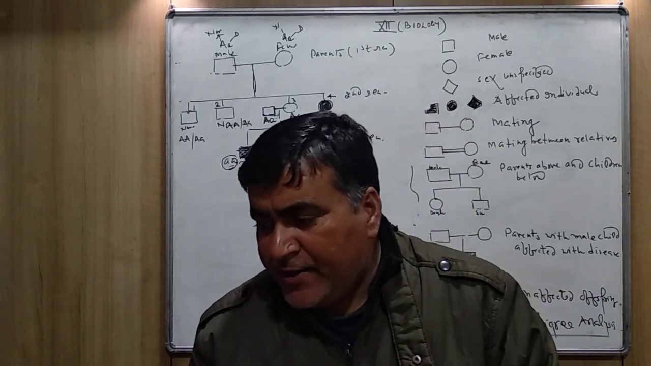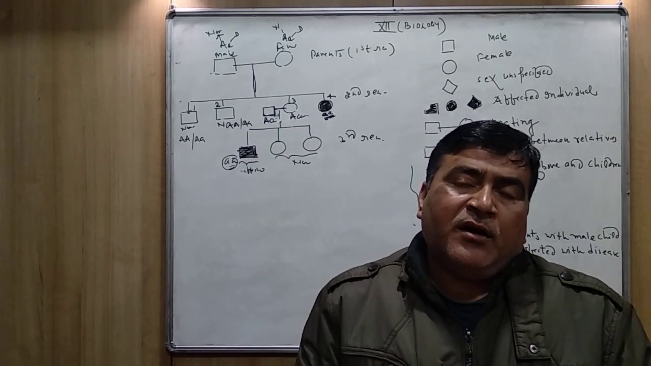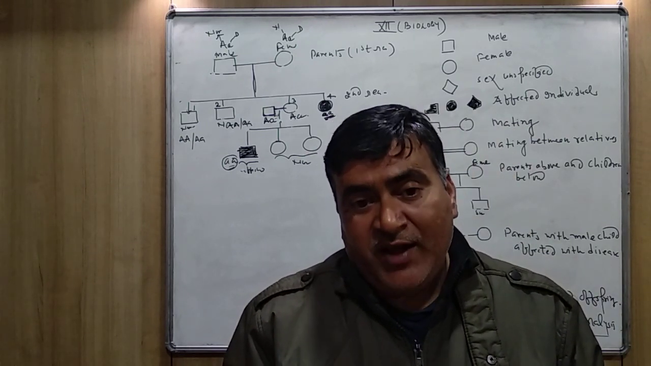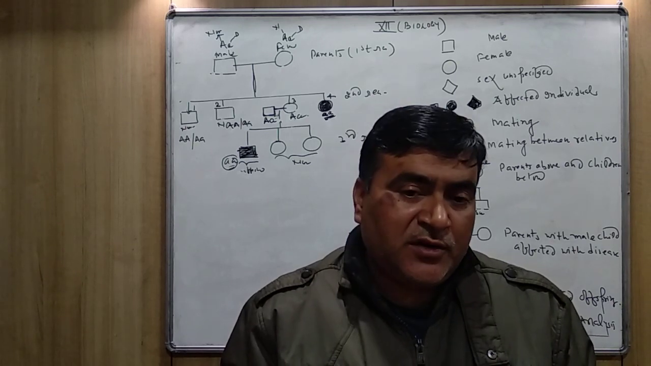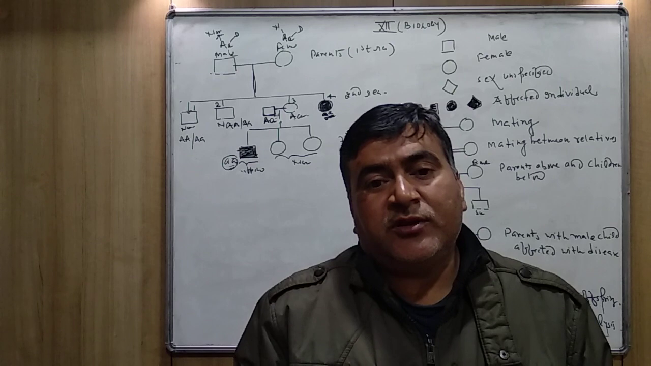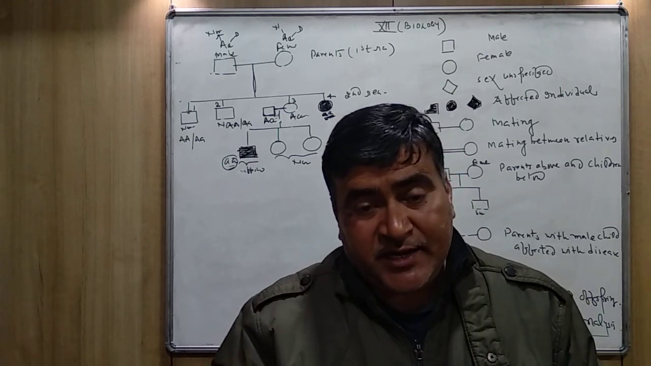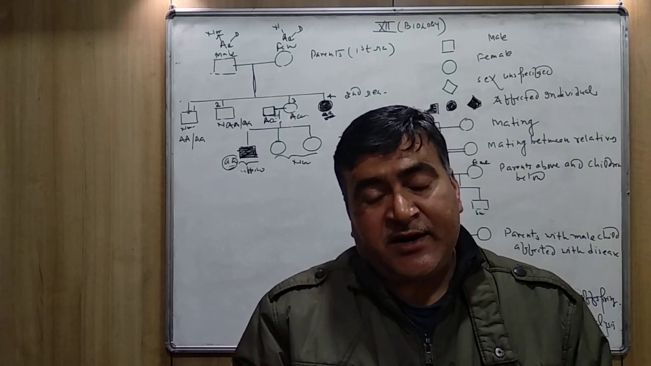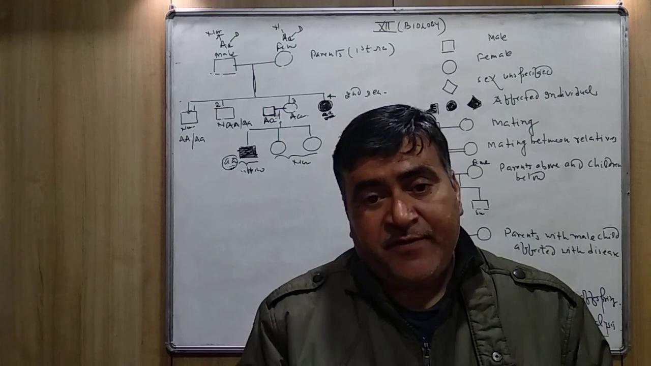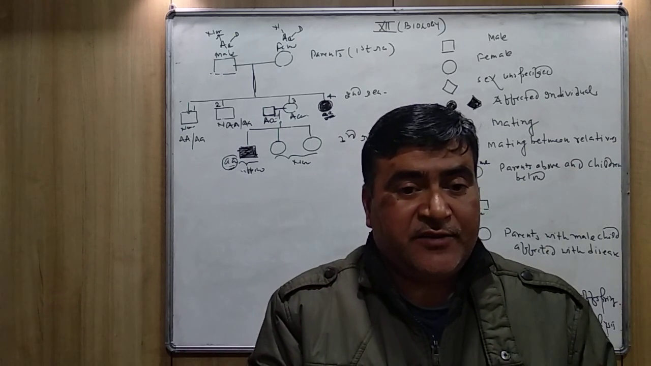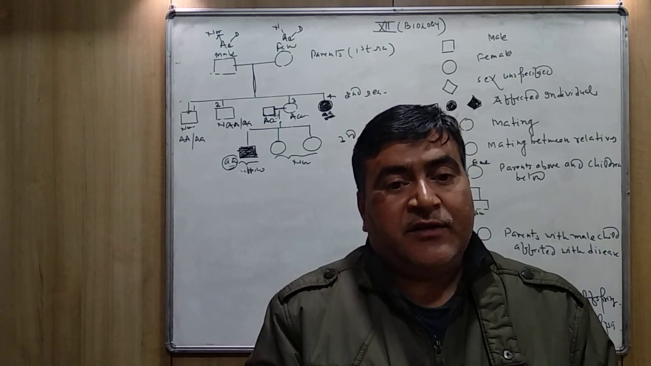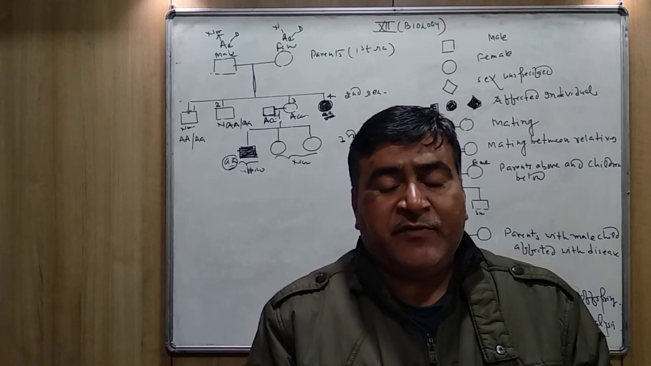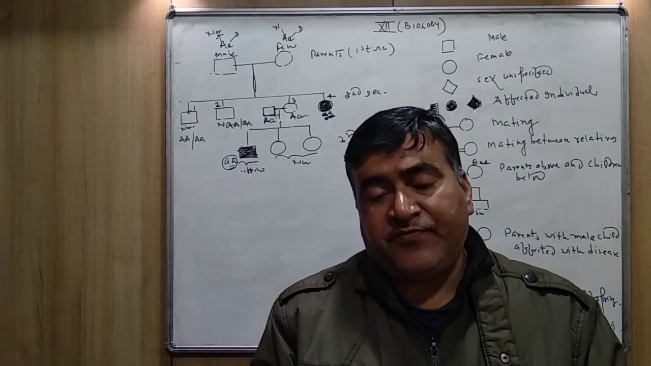Third, the Mendelian disorders are studied well through pedigree analysis. Through the pedigree analysis, through the pedigree diagrams, we can know about the pattern of inheritance of a particular trait, from where the trait has originated, and how the trait will be transmitted from one generation to the next generation. It means we will get to know through the pedigree analysis.